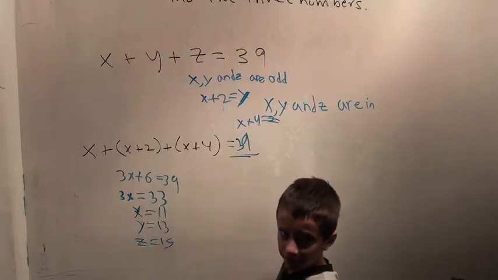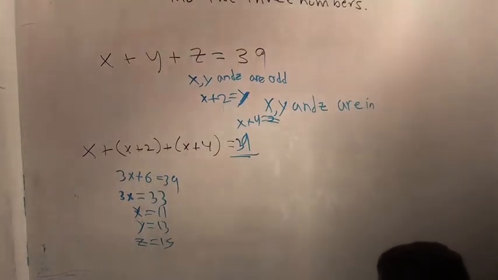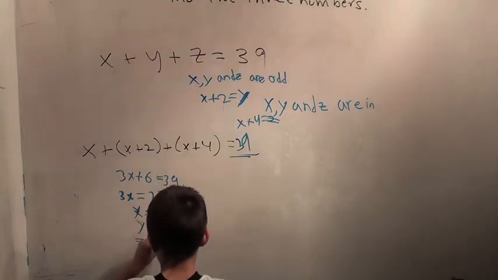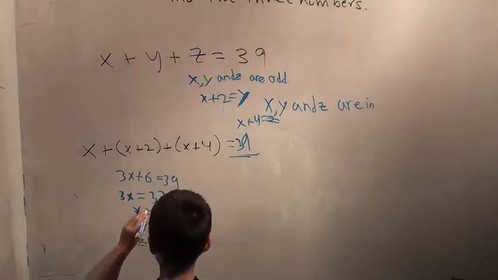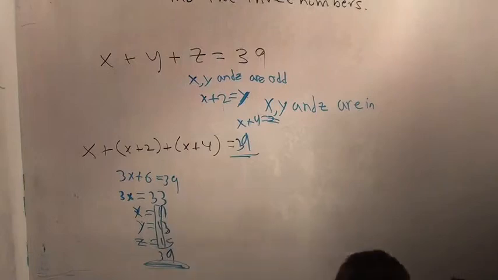Can the camera see that? Okay. So what's the last thing you want to do now? To make sure that's right. Why don't you check? Does 11 plus 13 plus 15 add up to 39? So 10 plus 10 plus 10 is 30 and 1 plus 3 plus 5 is 9. Good job.